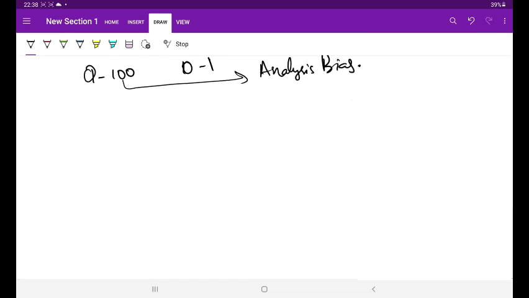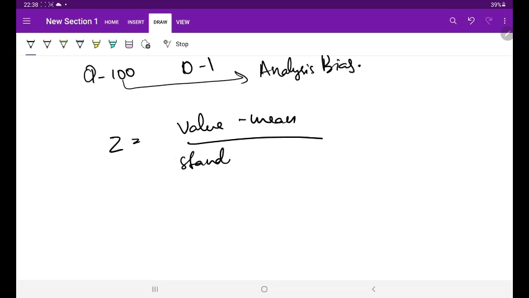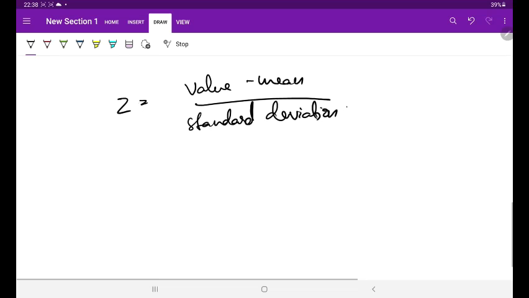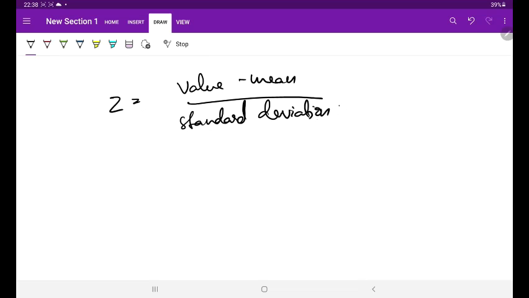So what we do is we calculate the z value by the following formula. After the standardization, all the variables will be transformed to the same scale.